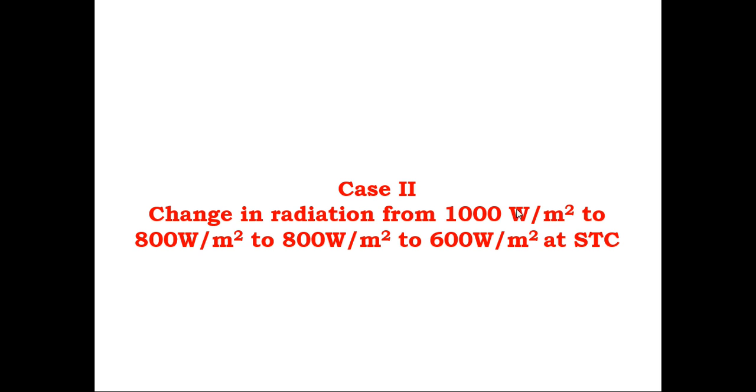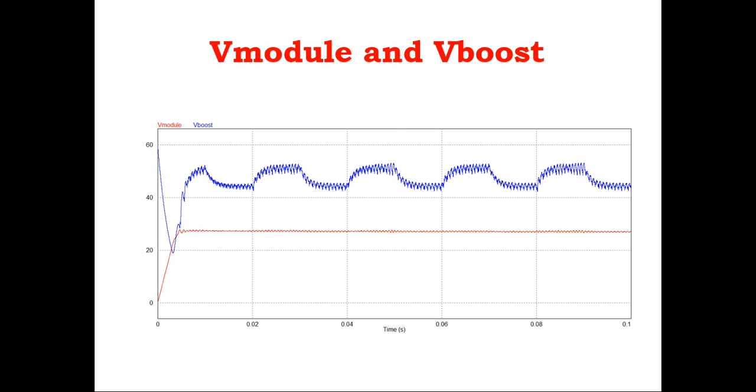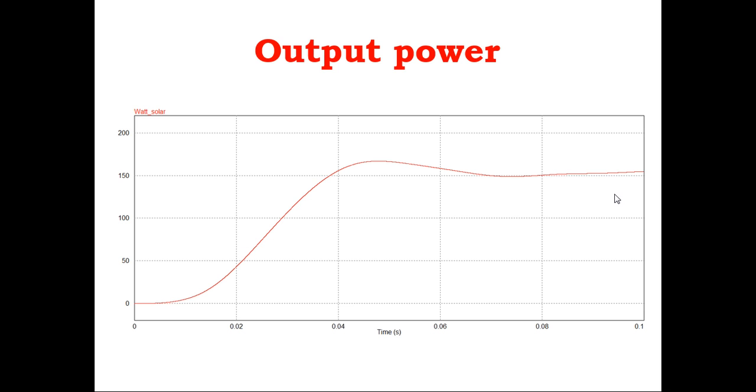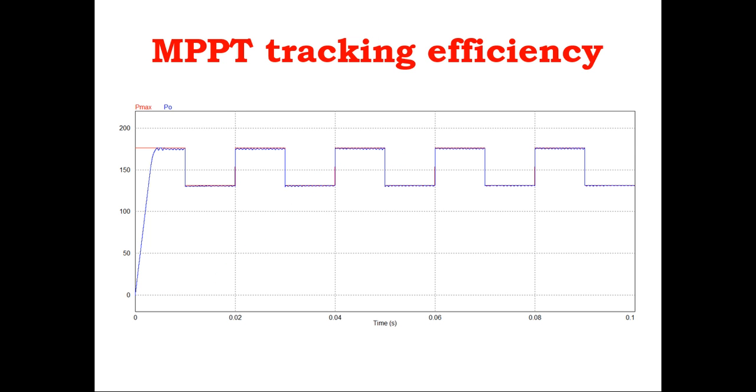Remember this, at STC in case 1, we went from 1000 watt per meter square to 800 watt per meter square, and we have checked it. Why? Because the perturbation is introduced, otherwise the algorithm cannot work suitably. So this is the module voltage, the boost voltage. This is the radiation pattern we have followed. This section is my output power, so it is reduced between 1000 and 800 watt per meter square.